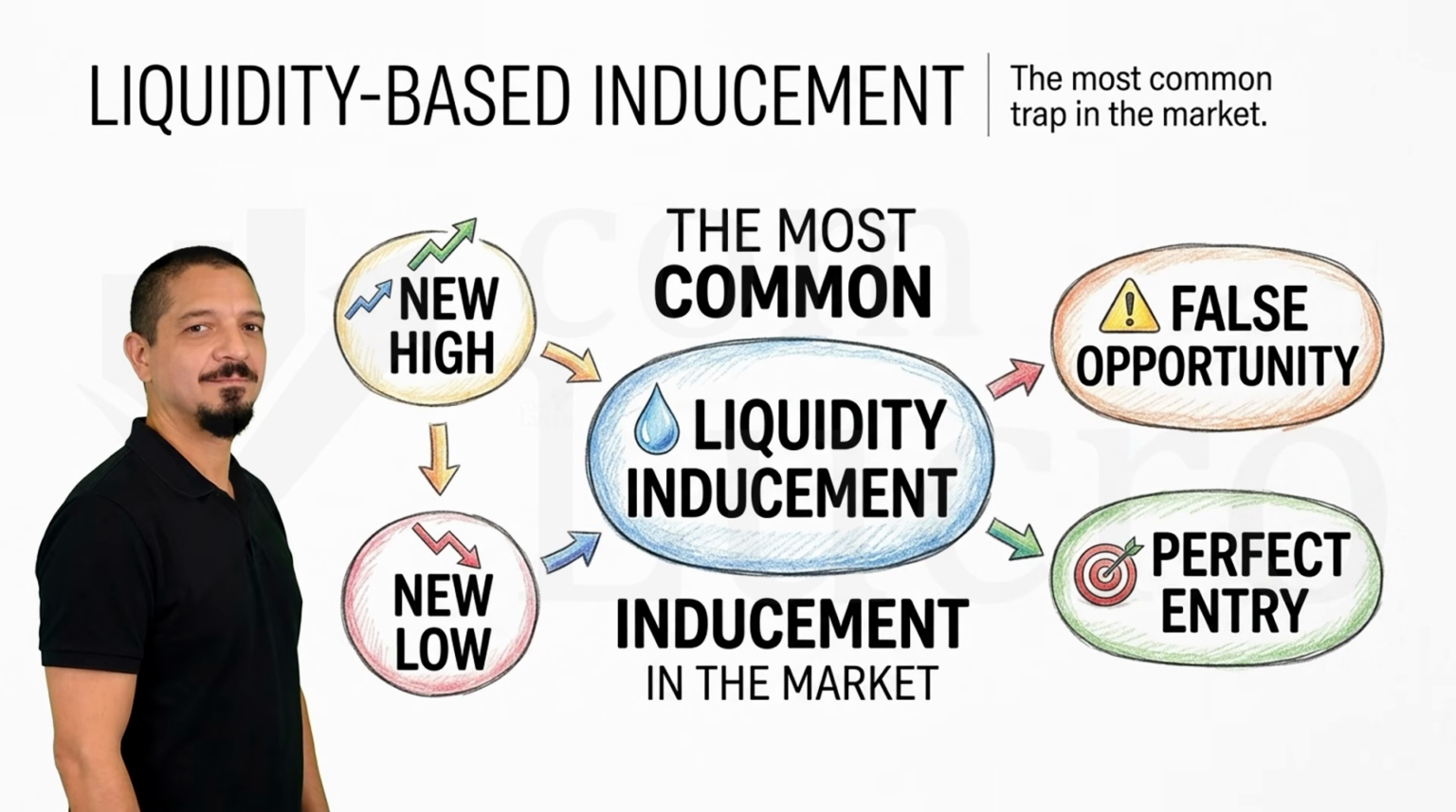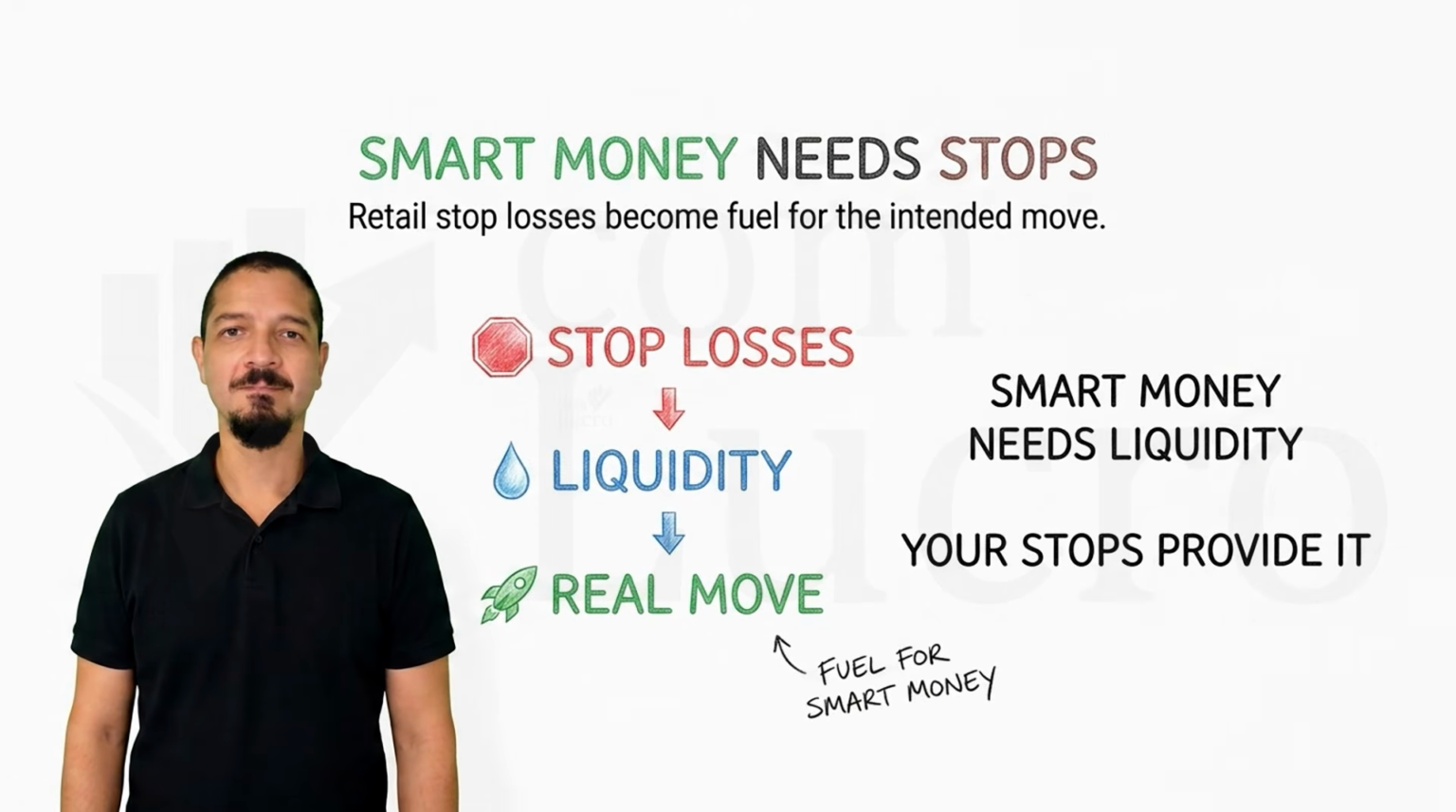Now let's move on to the second type of inducement. Liquidity-based inducement is by far the most common form of inducement you will encounter in the market. It occurs when price deliberately creates a new high, a new low, or even a small order block or breaker that appears exceptionally clean, with the sole purpose of attracting traders into the wrong position, collecting liquidity, and then delivering the real move. And this process takes place every day across all markets and all time frames. The primary objective behind this behavior is to create stop losses that smart money can later use as fuel.